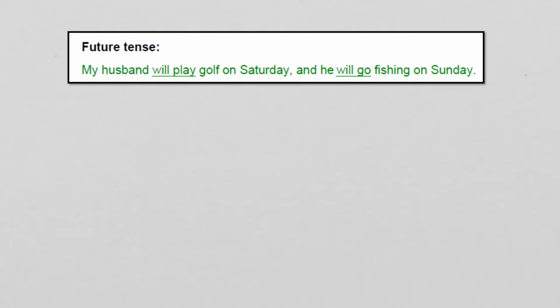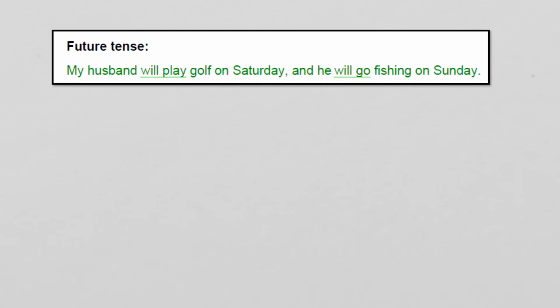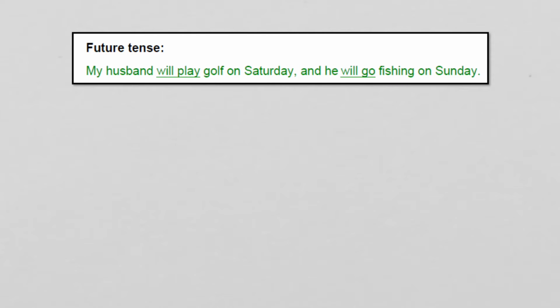So in the future tense, the trick with the future tense is to remember that word will. My husband will play golf on Saturday and he will go fishing on Sunday. Another way to say this, my husband will play golf on Saturday and go fishing on Sunday. That would be correct too, right? But you know, if you're not sure, just use will both times. My husband will play golf on Saturday and he will go fishing on Sunday.